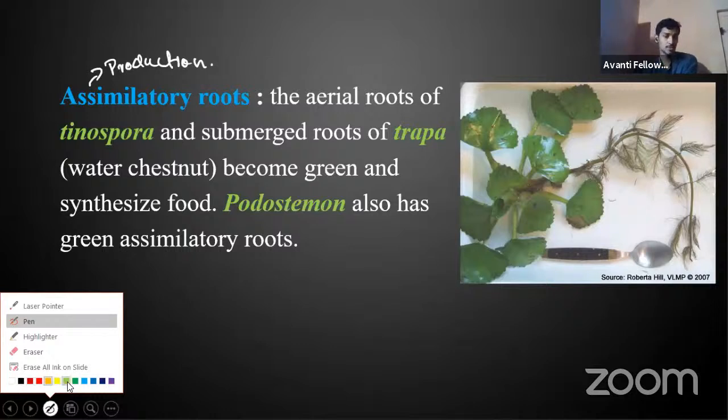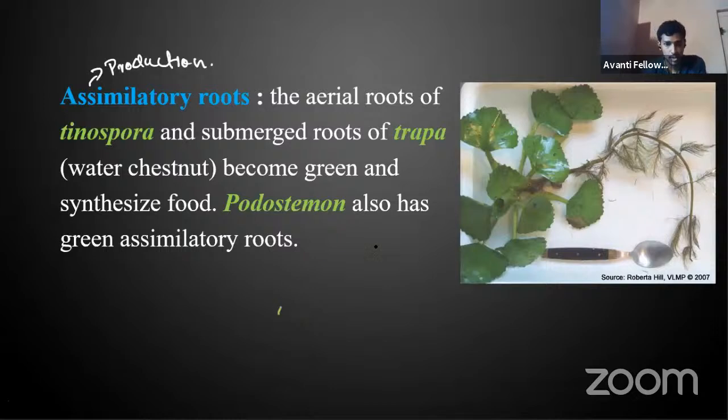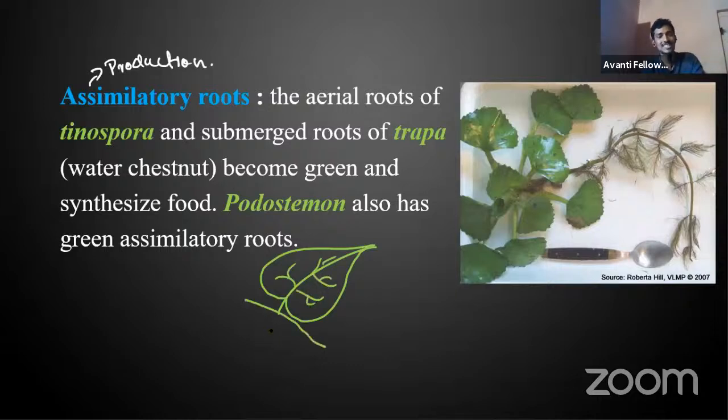If you want me to write it, Tinospora leaves will be something like this. We call it Tinospora cordifolia, because cordi means heart, and this leaf looks heart-like. It will produce a root something like this. It is a twiner, normally twining on other plants, and it will produce a root. That root will be green in color because it also does photosynthesis.